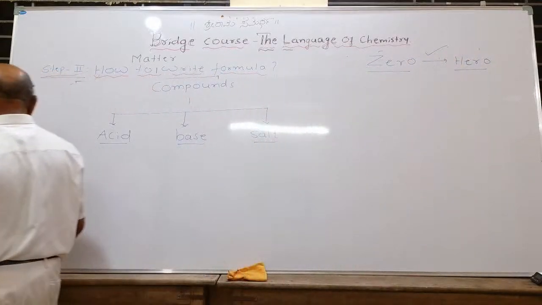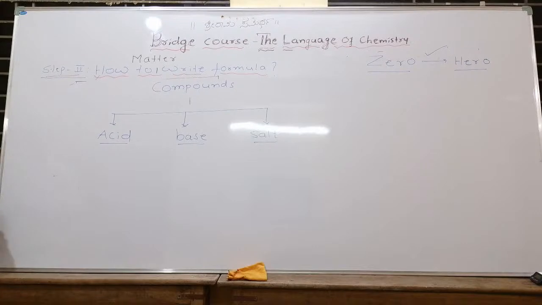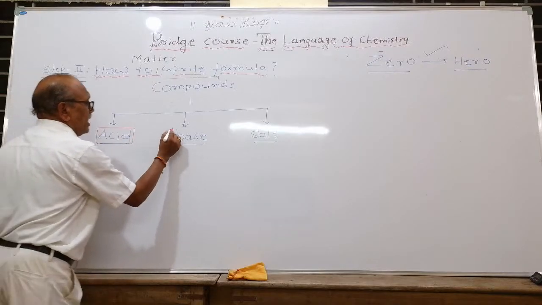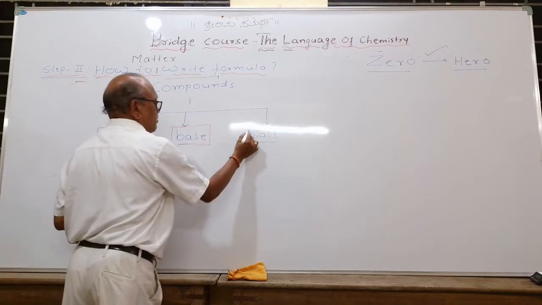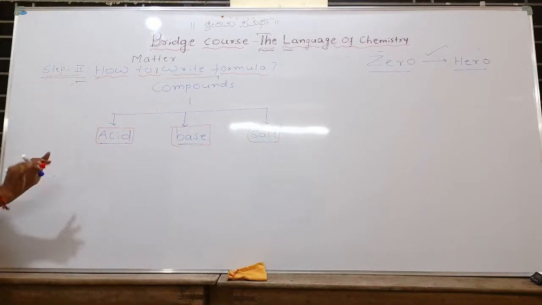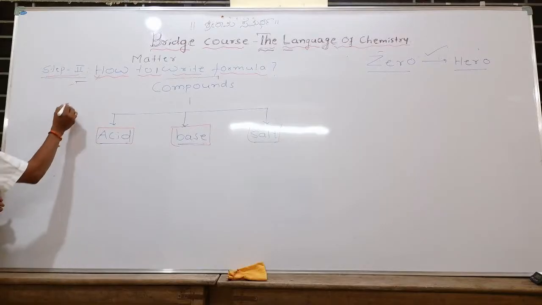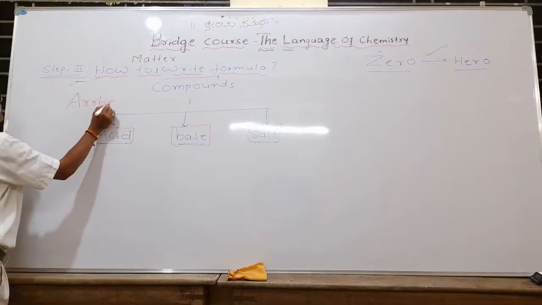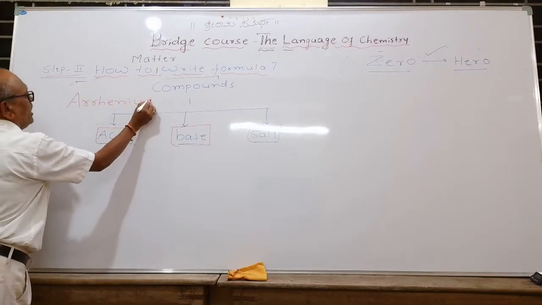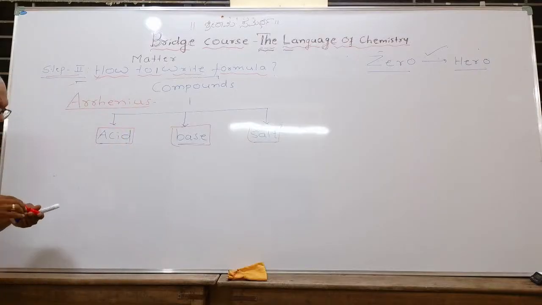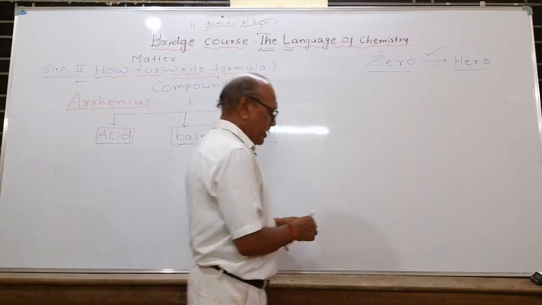Now, what is an acid? Step by step you will be studying acid-base theories at PU level, and a very simple and basic definition was invented and given by Arrhenius, a Swedish chemist. Arrhenius gave a theory. What is the contribution of Arrhenius?